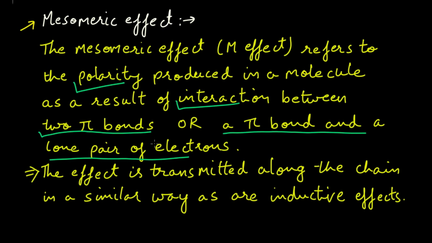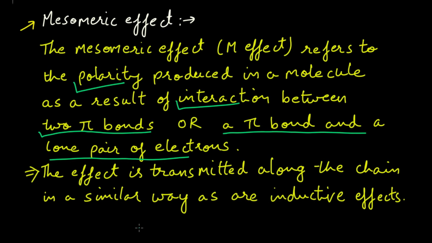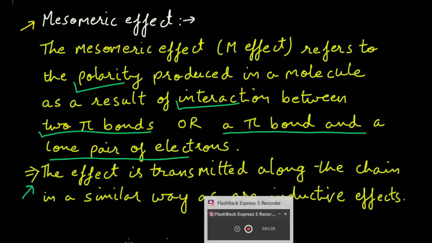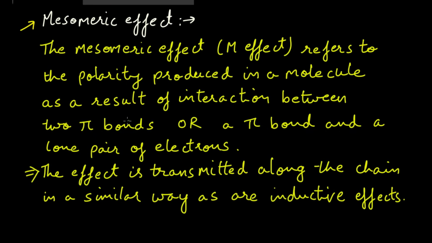Now there are similarities between inductive effect and mesomeric effect. One of them is the effect is transmitted along the chain in a similar way as are inductive effects. Just like inductive effect, mesomeric effect is also transmitted along the chain. First, we will try to understand the terms polarity and interaction in terms of mesomeric effect, right? So let's go for polarity and interaction.